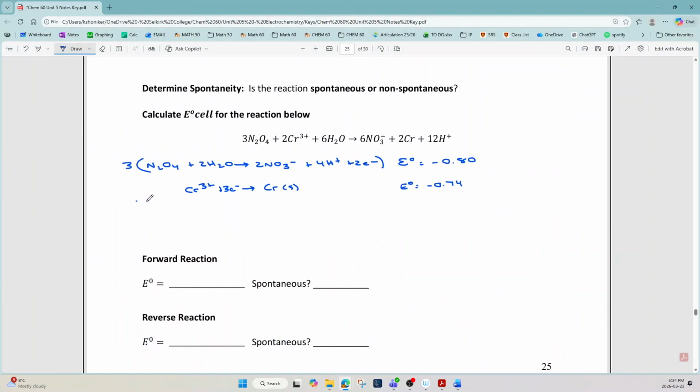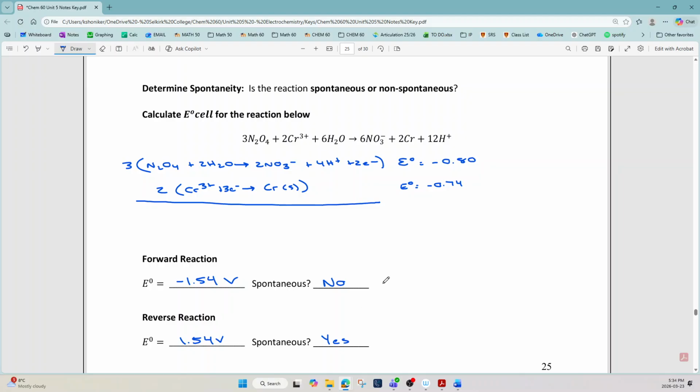And then again, they had to balance for electrons, so this one got multiplied by 2, but they did all that for you. What we care about is the E value. The E value of this reaction as written is negative 0.8 plus negative 0.74, which is negative 1.54, which is not spontaneous. Whereas if I was to reverse it, the E value would be 1.54 and the reverse reaction would be spontaneous.